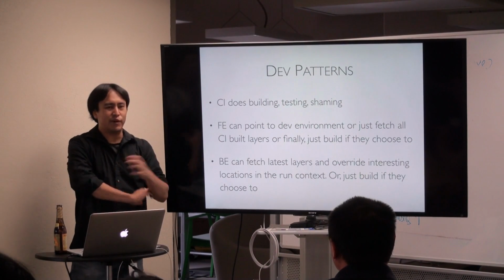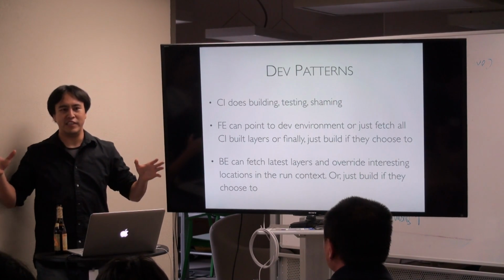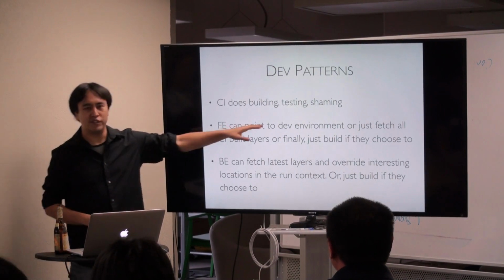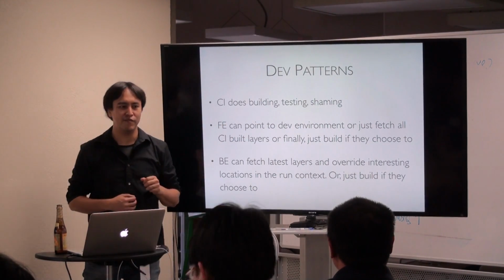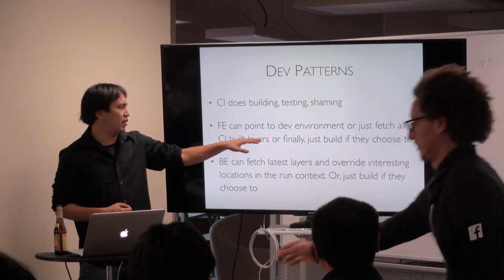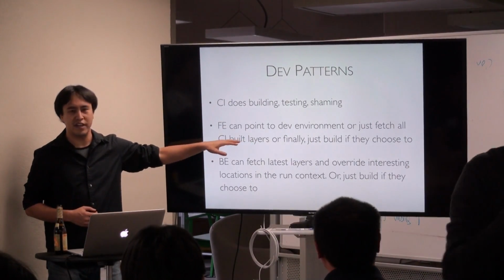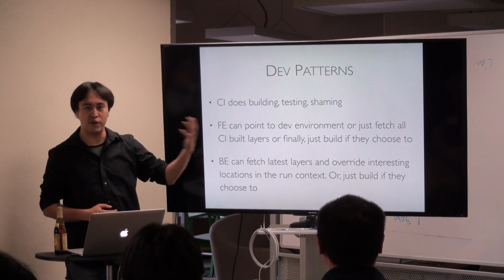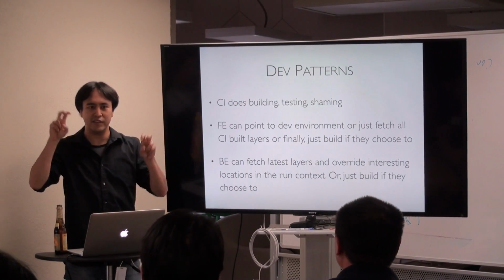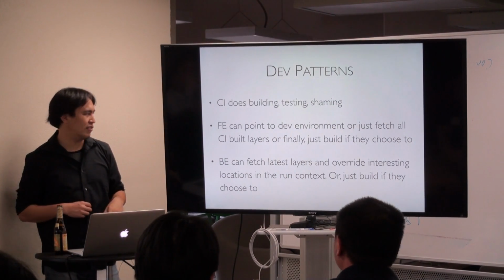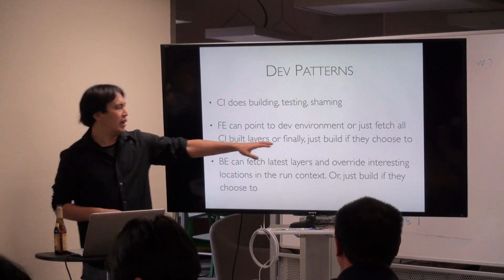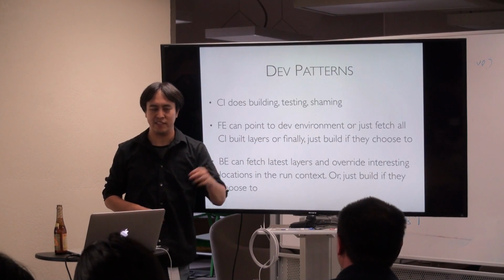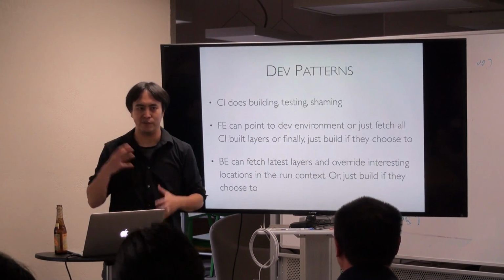When you do it this way, that gives your developers a lot of flexibility on how they can use their local system, right? A front-end developer can point to dev, the actual cloud dev server. It can fetch all the Docker containers and layers that the CI has built, and run those locally, basically getting the tip of whatever the continuous integration system has built in the past. Or if they want to, they can edit the files and just build something locally that's not yet been checked in if they need to as well. So there's a lot of options.